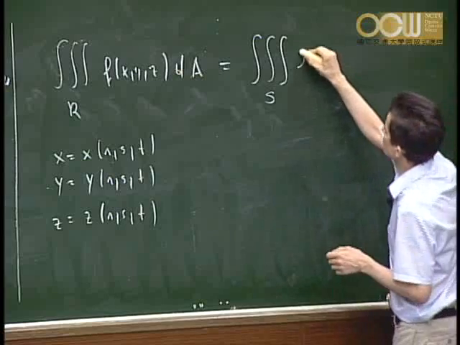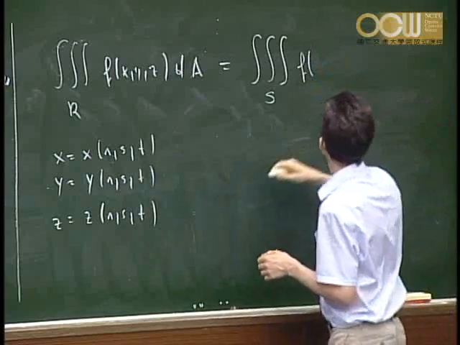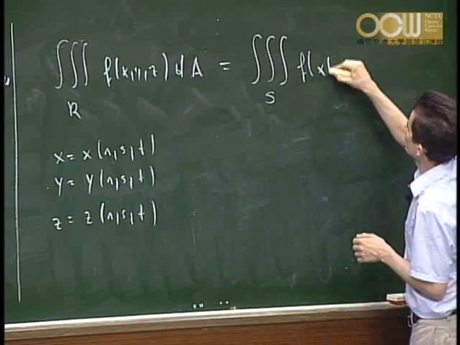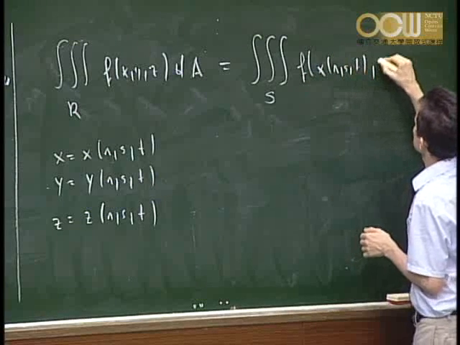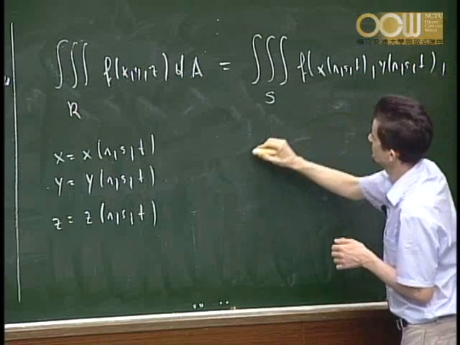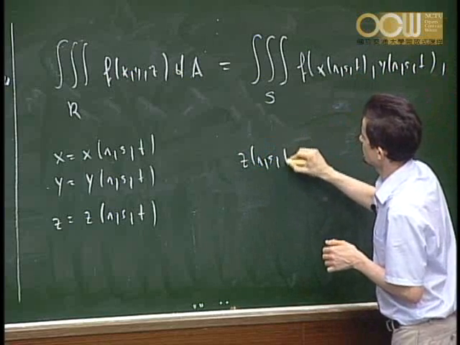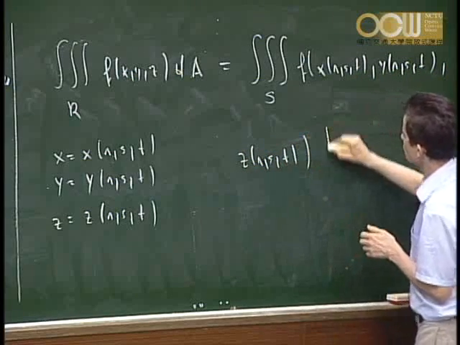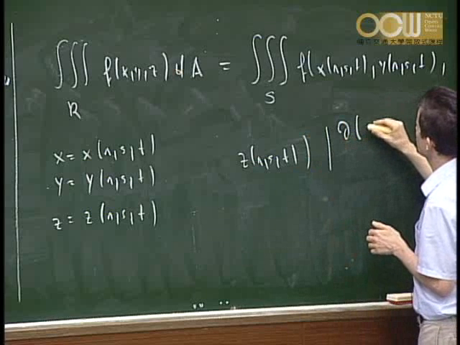But the rest is, you just plug this in here. So you have x of r, s, t, y of r, s, t, and z of r, s, t. And then here you have, again, the absolute value of the Jacobian.